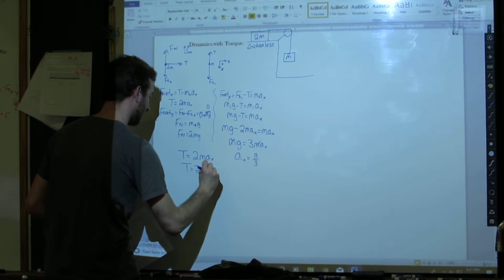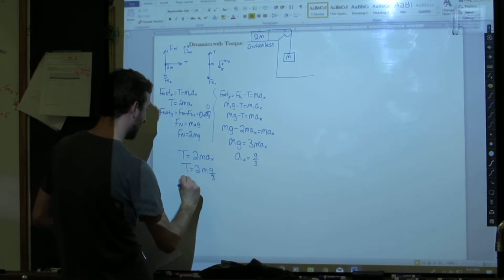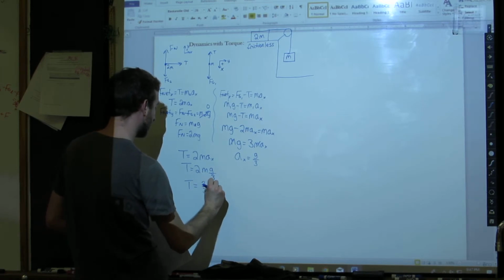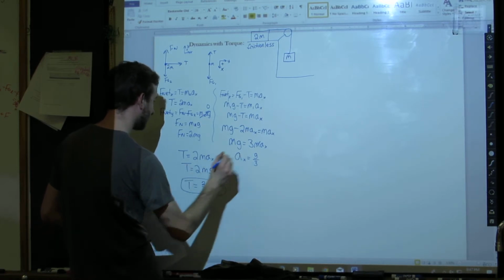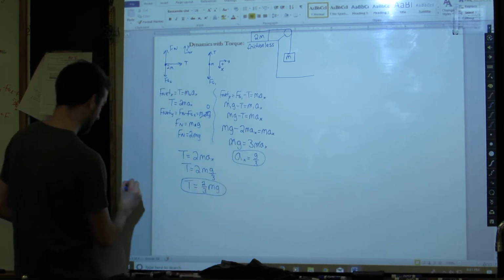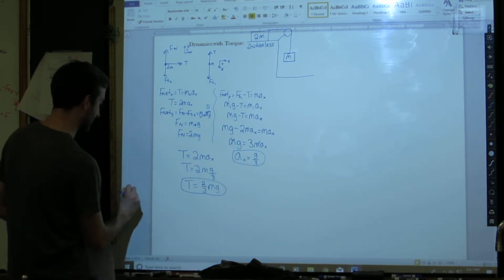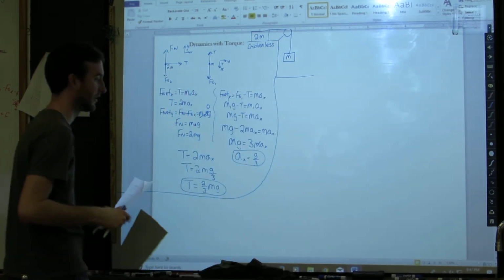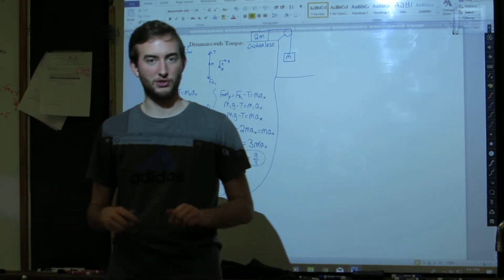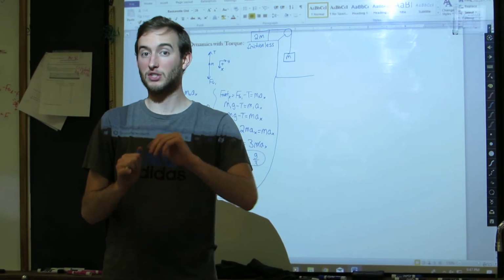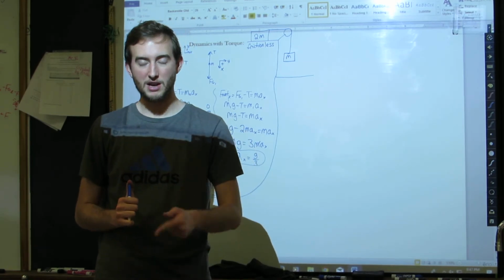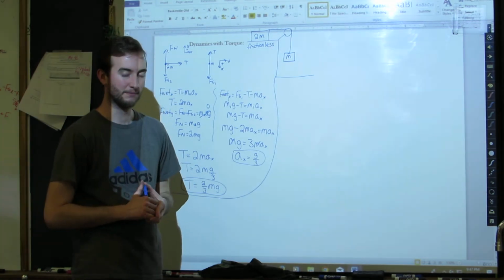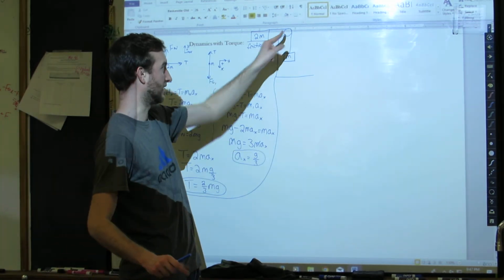Two mg over 3. I just bring the 3 to the front. I say the tension is 2/3 of mg. I am going to basically put all of this in one section over here. This is how you used to deal with this problem, and it is still okay to deal with this problem if some conditions are met. The key thing that makes the difference here is actually this pulley.